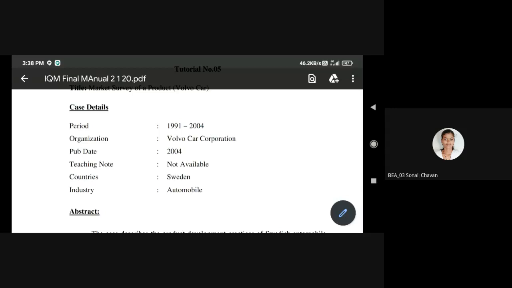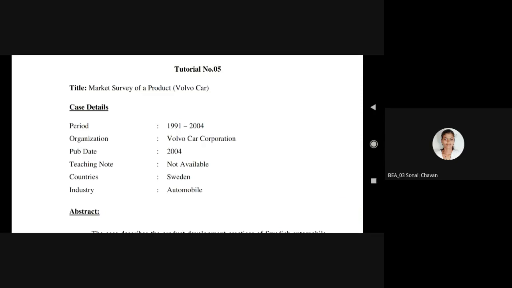So marketing is very important. For that purpose, even as mechanical engineers, we should have market knowledge. Inside marketing management, the market survey of a product is very important. Why?